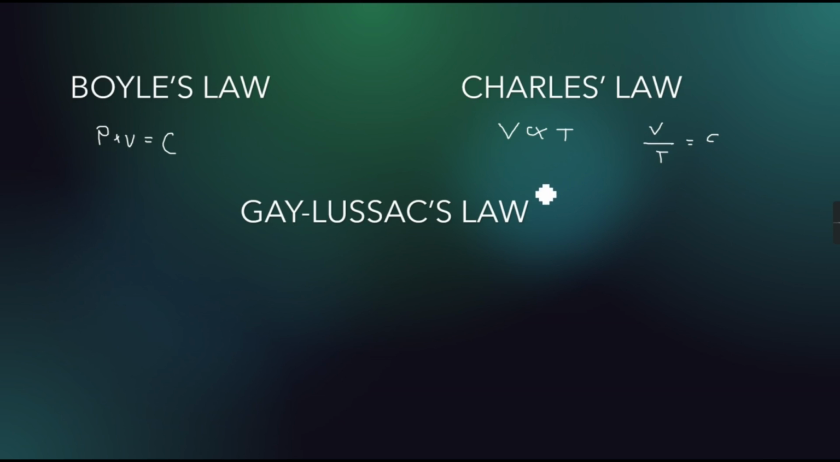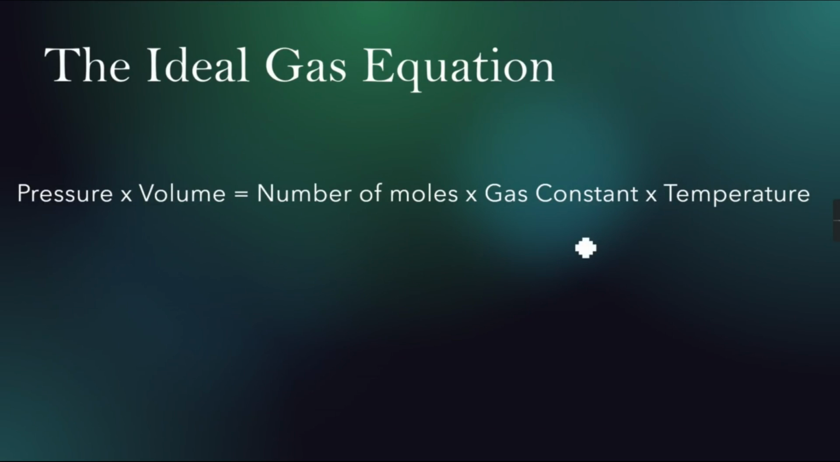Gay-Lussac's law tells us that pressure is directly proportional to temperature as long as the volume remains constant, so P over T remains constant. And if we combine these relationships, what we've got is pressure times volume all over temperature must remain constant for a fixed mass of gas. This is how we derive the ideal gas equation. So let's break it down.